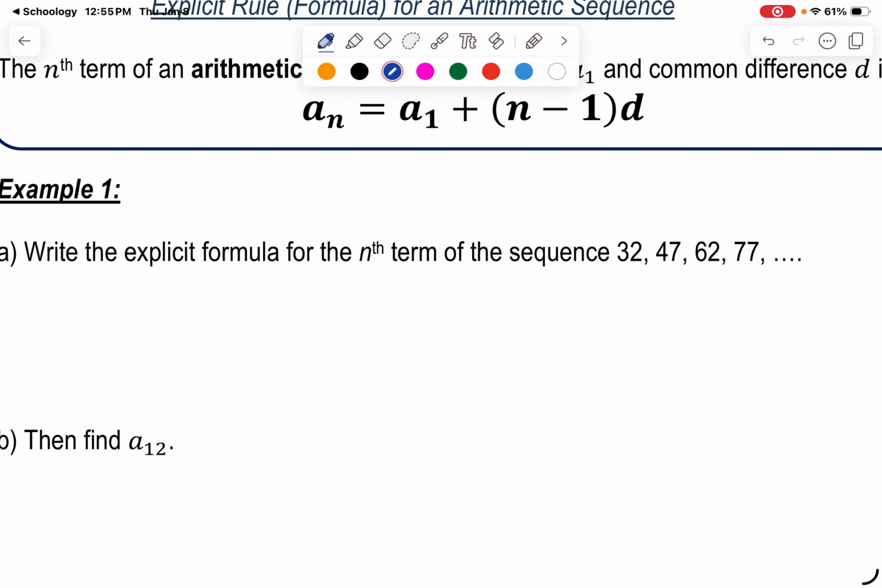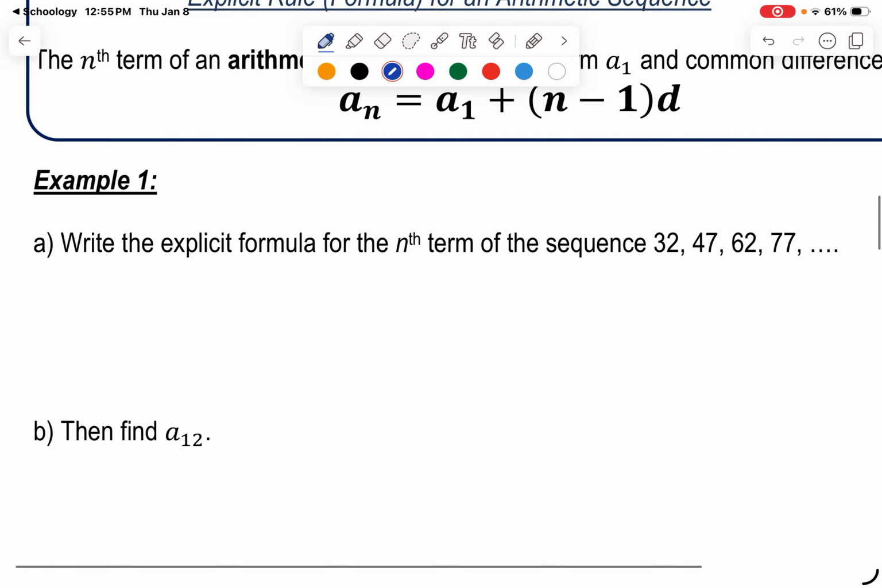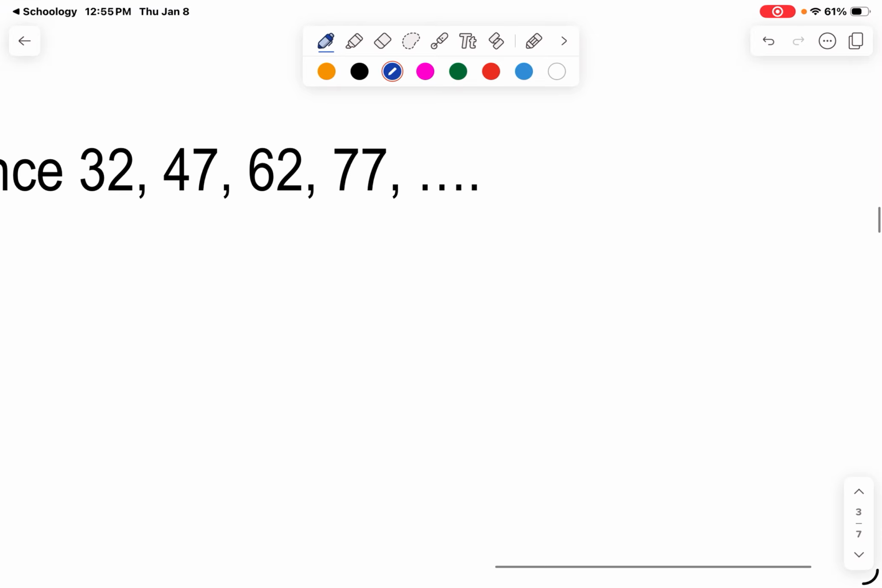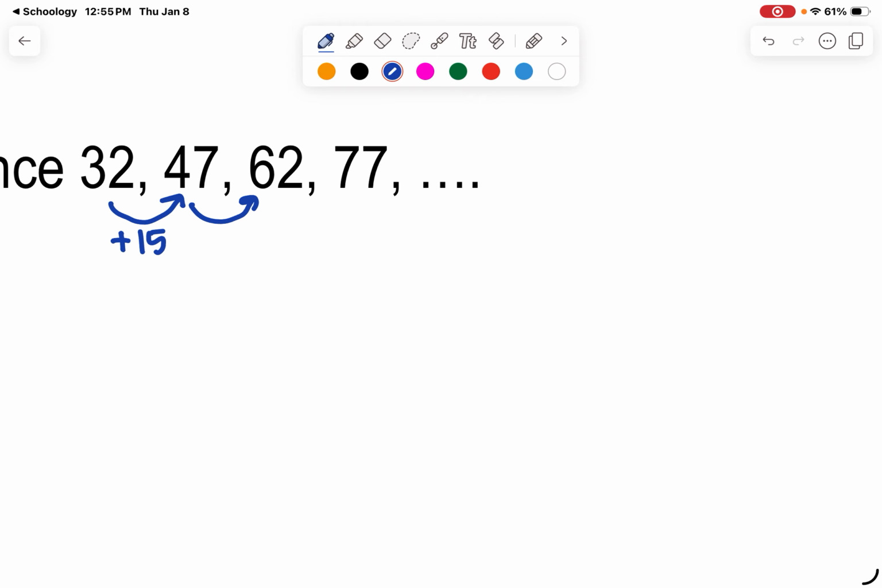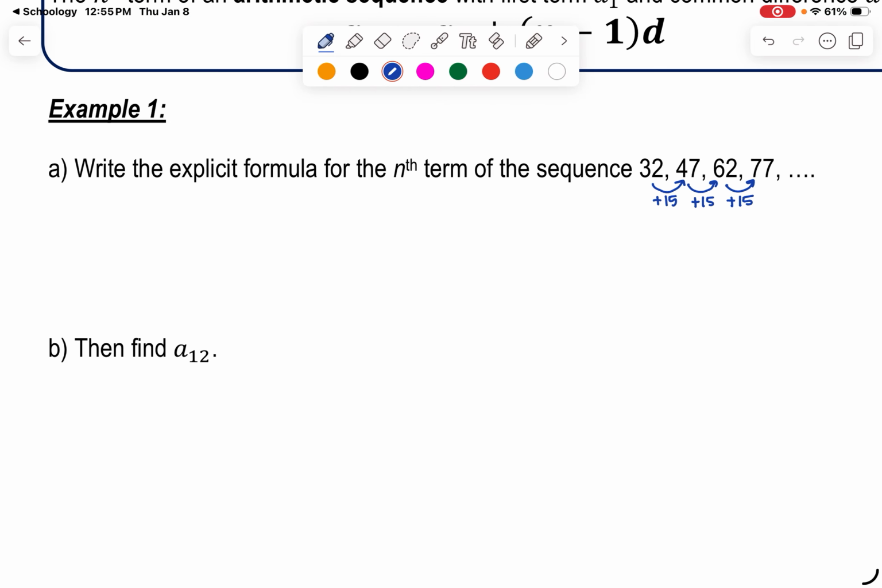These formulas will not be provided for you on your test, so you do have to make sure that you know them. All right, this says write an explicit formula, which is a rule, an equation, for the nth term of this sequence. It doesn't tell us if it's arithmetic, so first we have to see if it's arithmetic. So let's look for a common difference. To get a 32 to be a 47, we would have to add 15, add 15, add 15. So this is arithmetic. To write an arithmetic rule, you need two things. You need the first term, 32, and you need the common difference, 15.